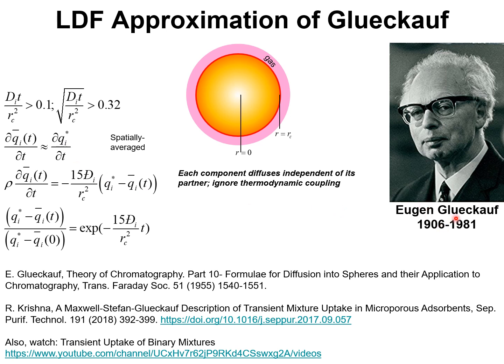In the derivation of the Glueckauf approximation, it is assumed that the parameter D sub i divided by the square of the radius of the crystallite times the time t is greater than 0.1. Or the square root of this term here, which is the product of the diffusional time constant and the contact time t, is greater than 0.32.